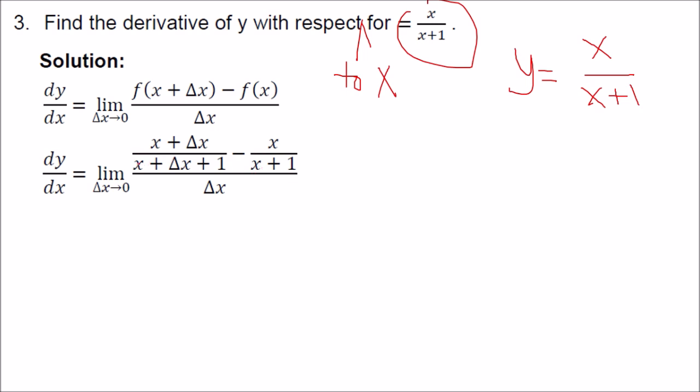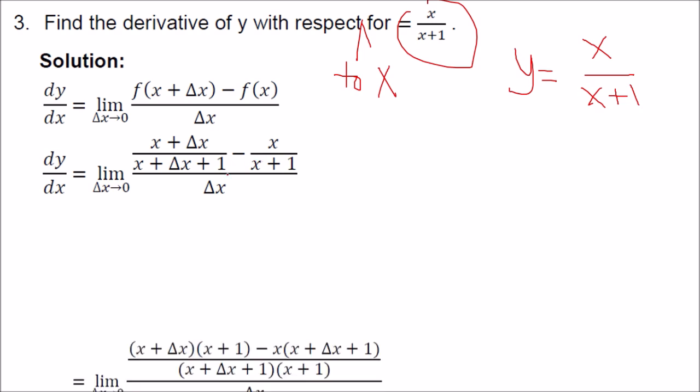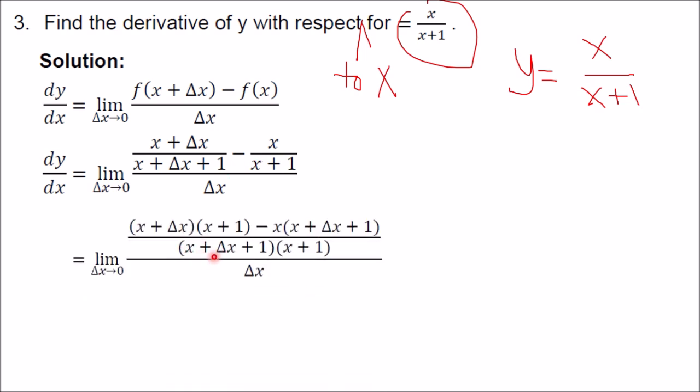So, getting the LCD of this, alam natin ang LCD is x plus delta x plus 1 and x plus 1. We just multiply that. So, ito na yung LCD natin, x plus delta x plus 1 times x plus 1. Parang i-cross multiply lang. X plus 1 times that. So, x plus delta x times x plus 1. And then, you cross multiply this. Kaya, x times x plus delta x plus 1, all over yung LCD natin, the product of the denominators, all over delta x.